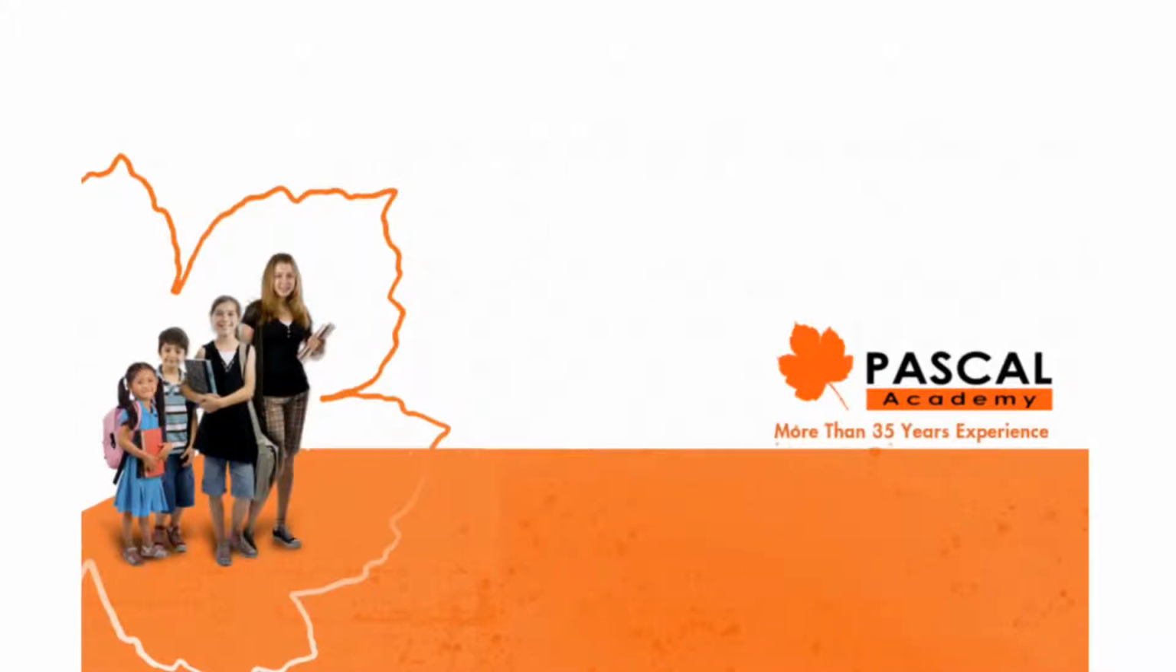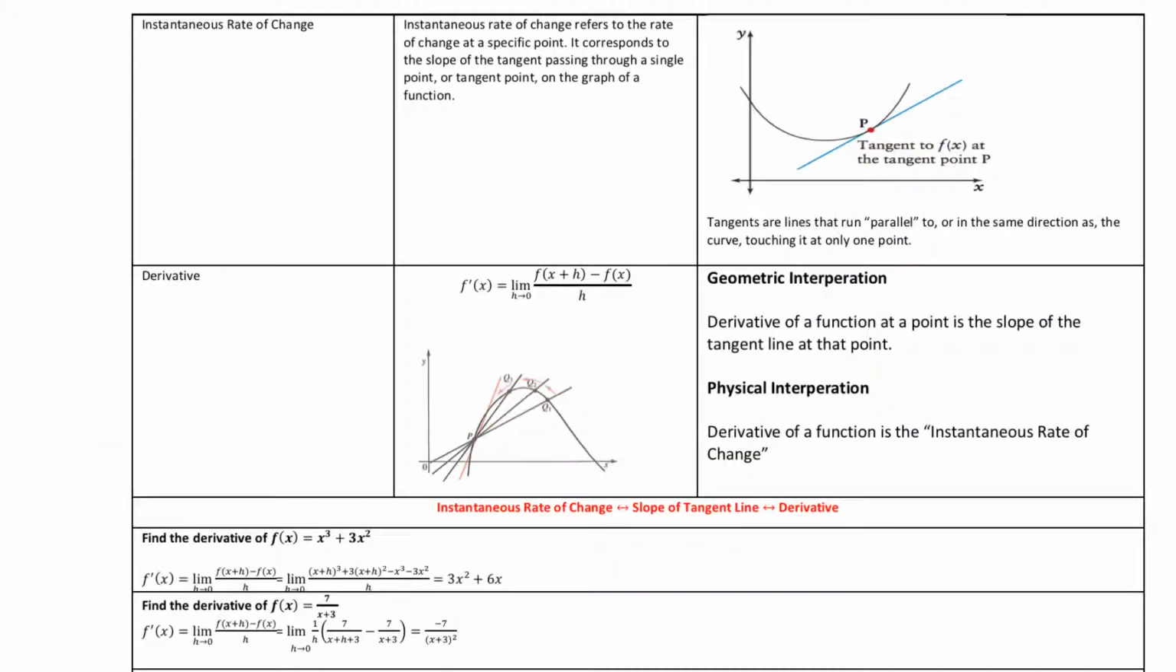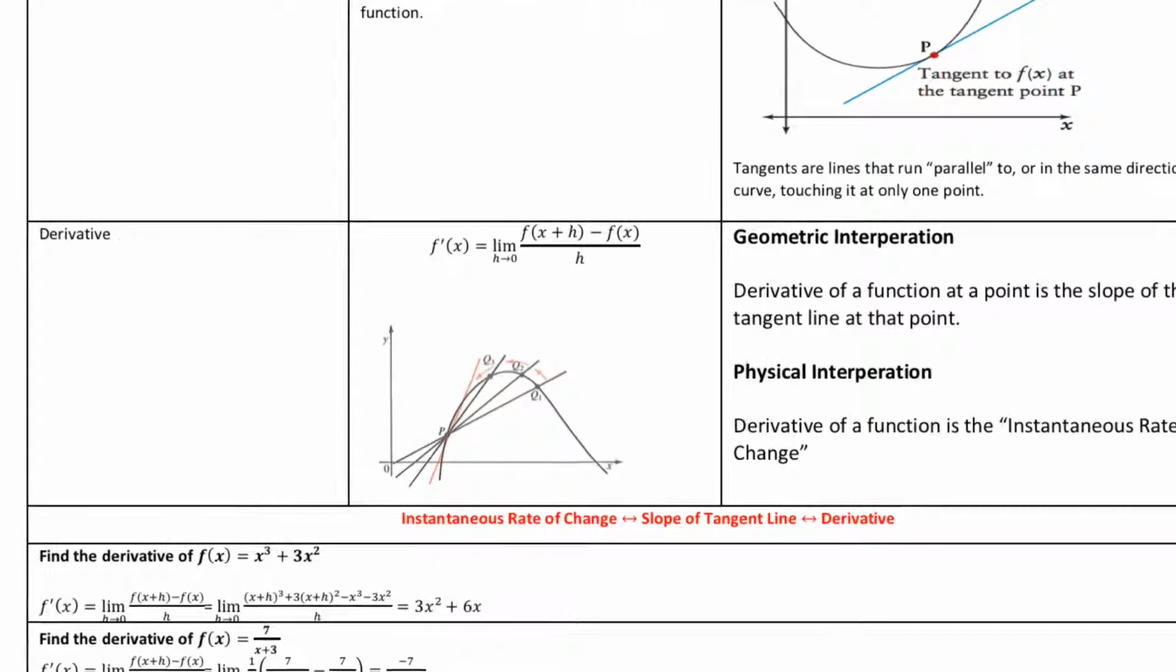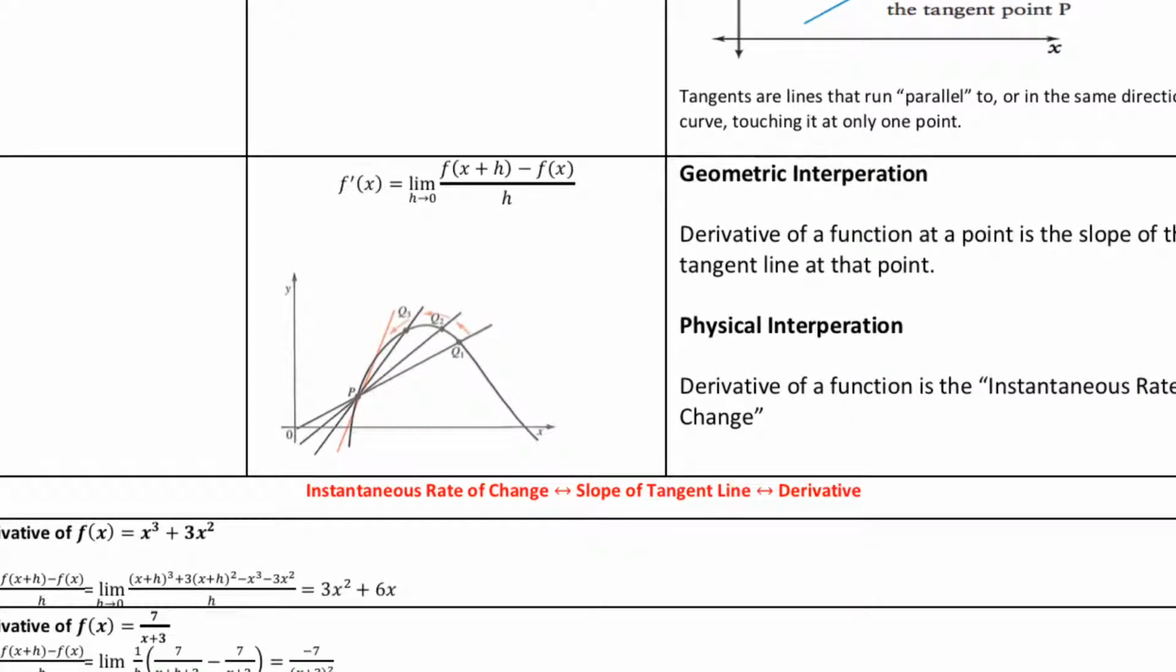In this video, we are going to summarize what we have done in derivative. By definition, the derivative of f of x is the limit of f of x plus h minus f of x over h as h approaches 0.